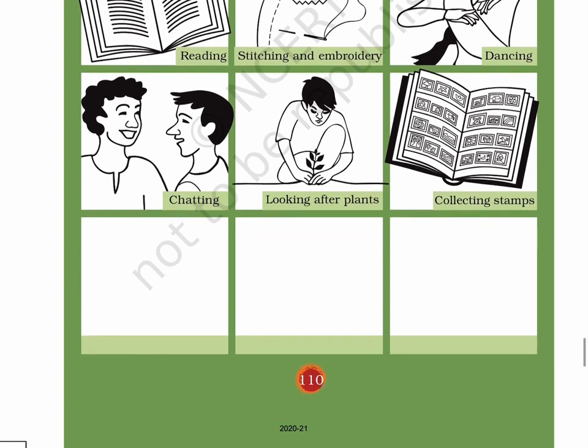Now, you have to color the pictures which show what your family members do in their free time. If you want to add more, you can write or draw in the blank spaces. For example, if someone in your family likes planting plants, then color the 5th box. Chapter number 16, Games We Play, ends here.